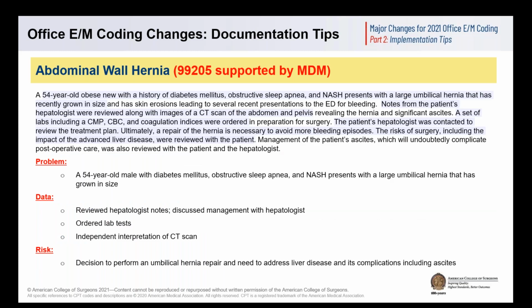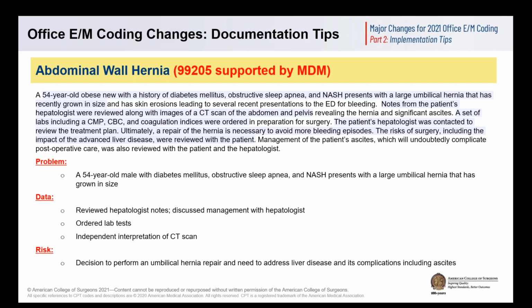Finally, the last example in hernia is in the upper level of codings, the level 5 for medical decision making. So there's a lot of history here. This is a 54-year-old obese individual with a history of diabetes, obstructive sleep apnea, and non-alcoholic steatohepatitis, who has a large umbilical hernia that has grown in size. And there's actually skin erosions that are leading to some bleeding that presents the patient to the emergency department.